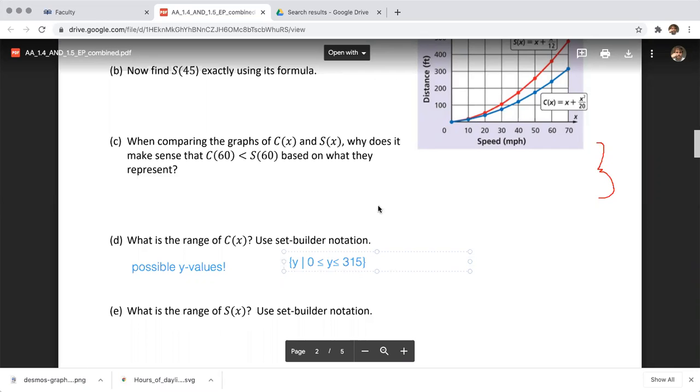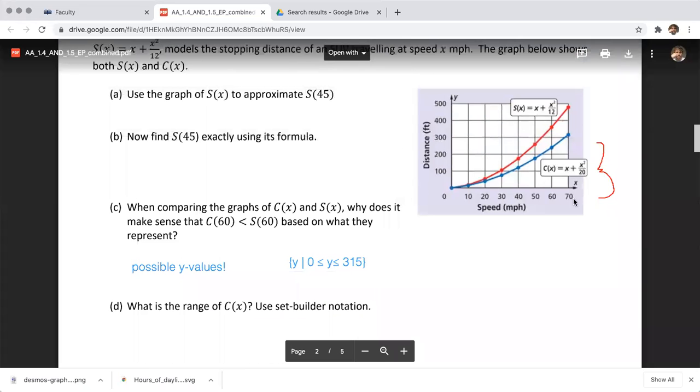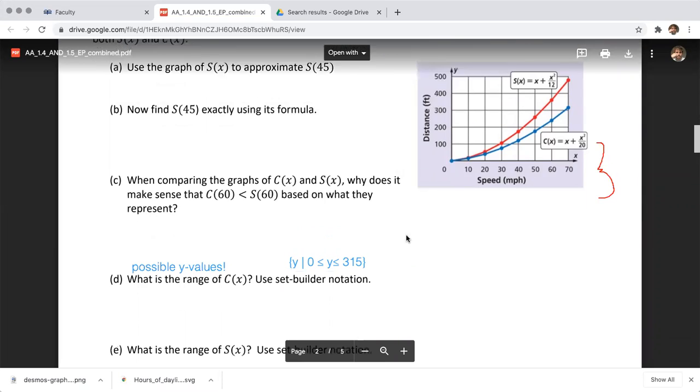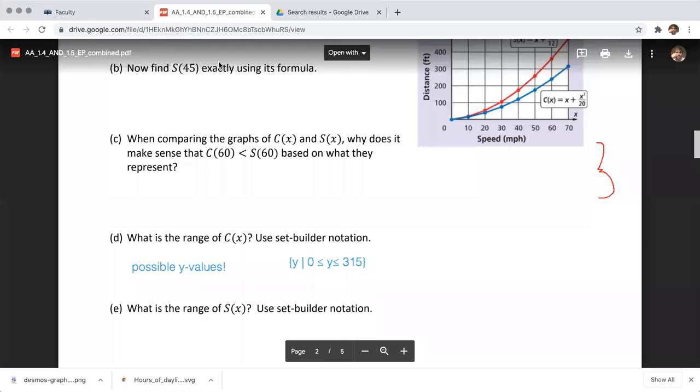But for the range of S of x, scrolling up, it goes from 0 all the way up to, I don't know, let's estimate 480. That's an estimation, but that's what I'm going to put down here. So it is y such that 0 is less than or equal to y, which is less than or equal to 480. So you'll see that the stopping distances are larger for an SUV than they are for a car.